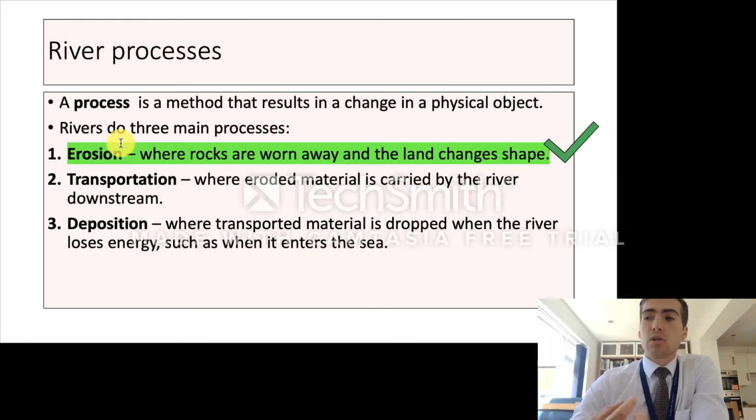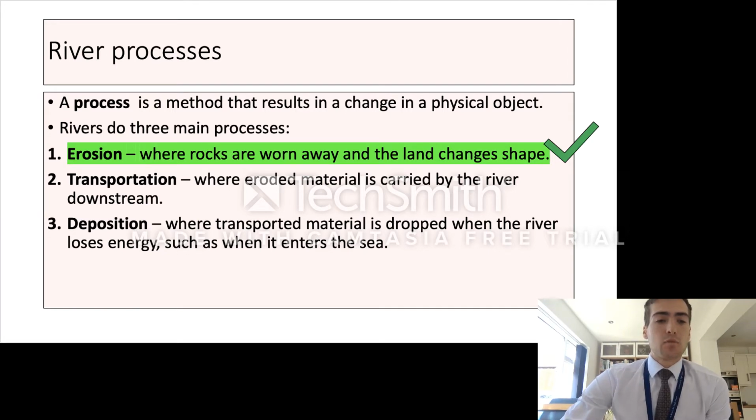The rocks are broken down, the riverbanks are broken down, so we're left with lots of material. Okay, so we're left with lots of little pebbles, little bits of sediment. That rock and that sediment needs to be moved somewhere now, and that process is called transportation. So where eroded material is carried by the river downstream. That's what needs to happen next.